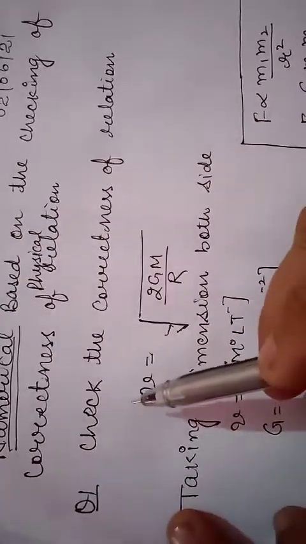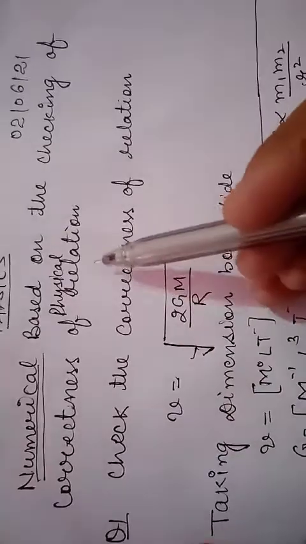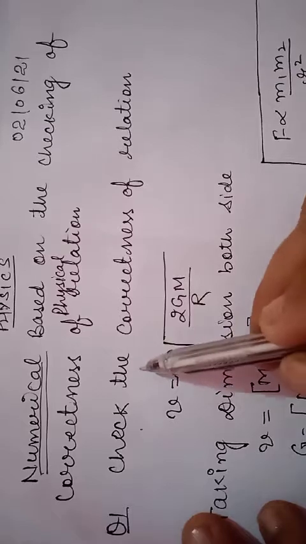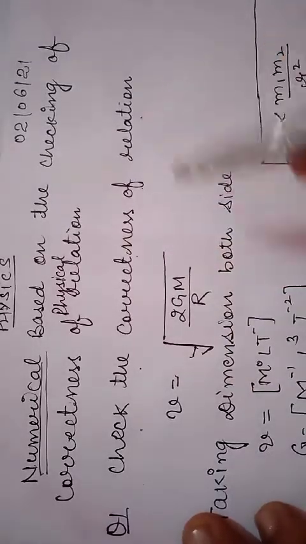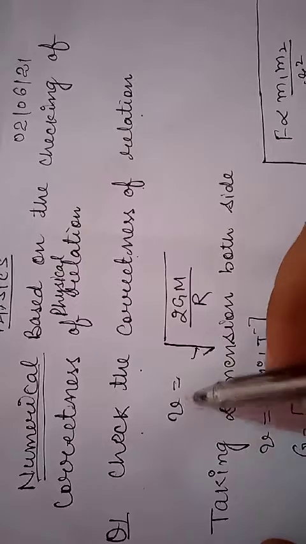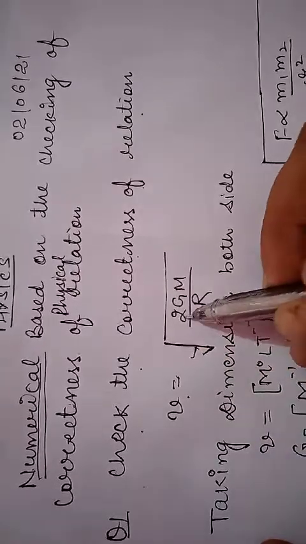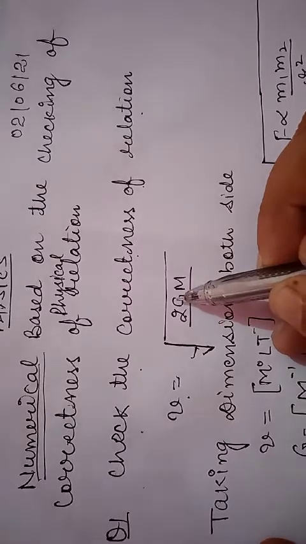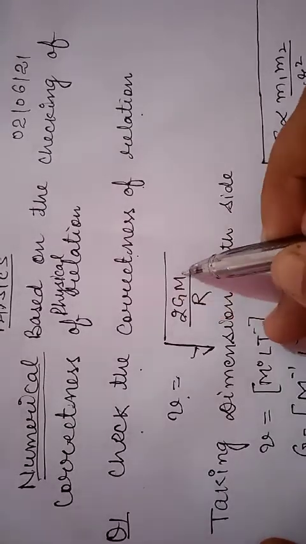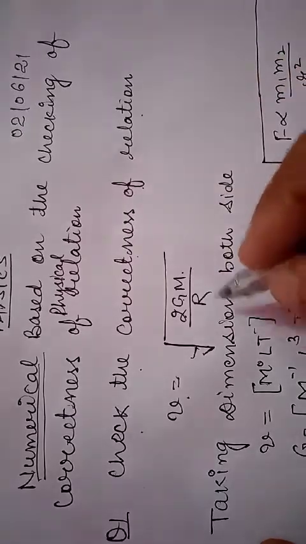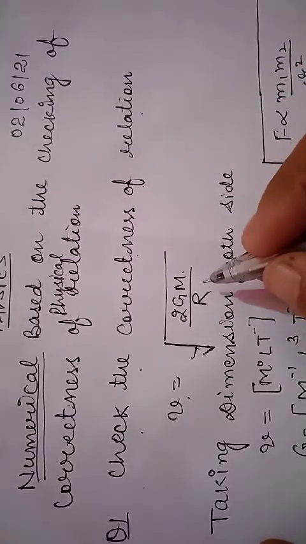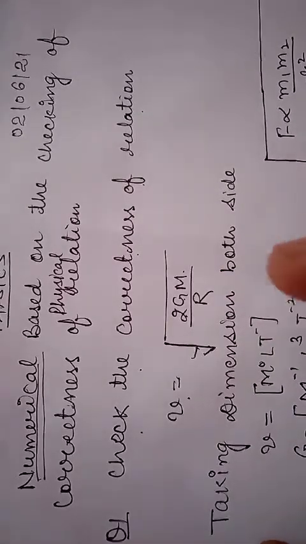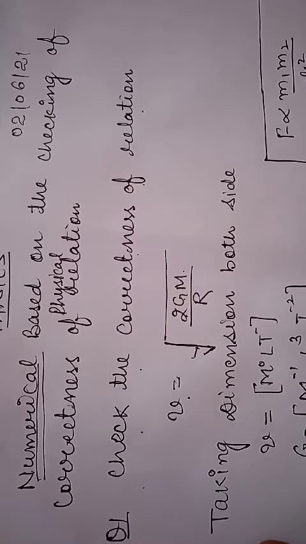So the first question based upon checking the correctness of a physical relation is: check the correctness of the relation given here. V is equal to under root 2GM upon r. Here G, capital G, is the universal gravitational constant, m is the mass of the body, and r is the radius. Now we have to check whether this relation is dimensionally correct or not.